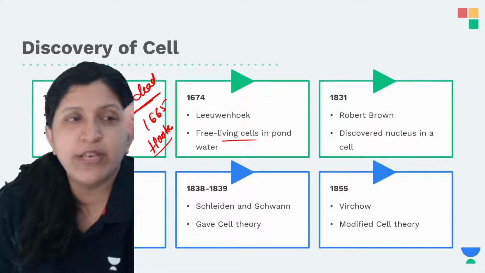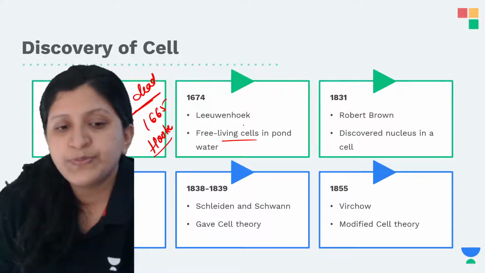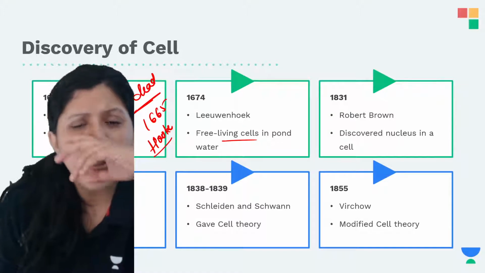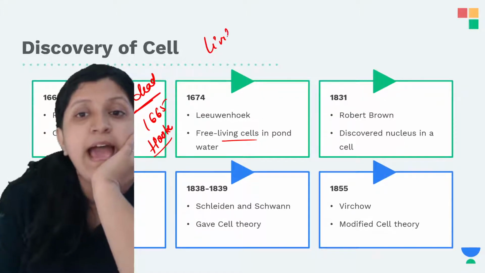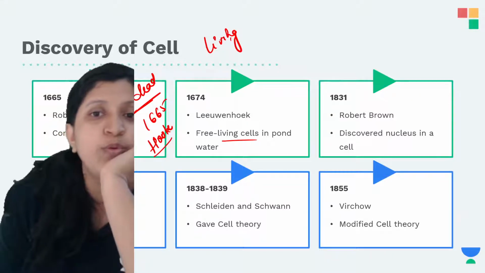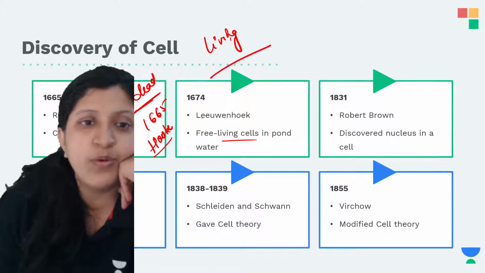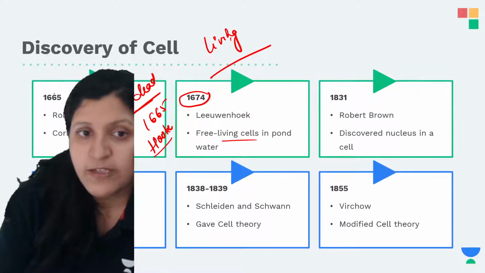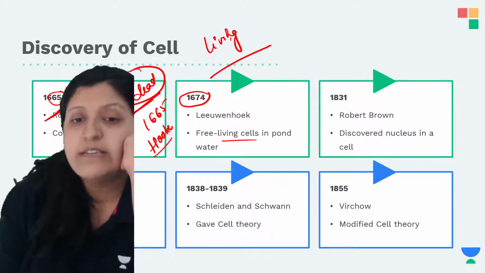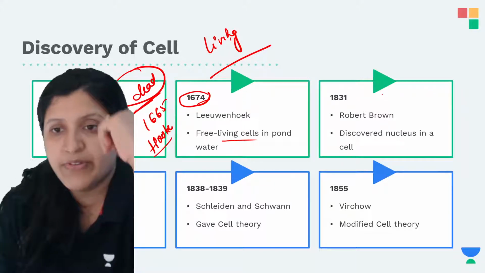There can be even paramecium, euglena. Basically he observed the living cell and he could see the movement. Here, Robert Hooke observed the dead cells. Here Leeuwenhoek, in the year 1674, observed the living cell. So in 1665 the observation of dead cell was done, and in 1674 the observation of the living cell was done by Leeuwenhoek.